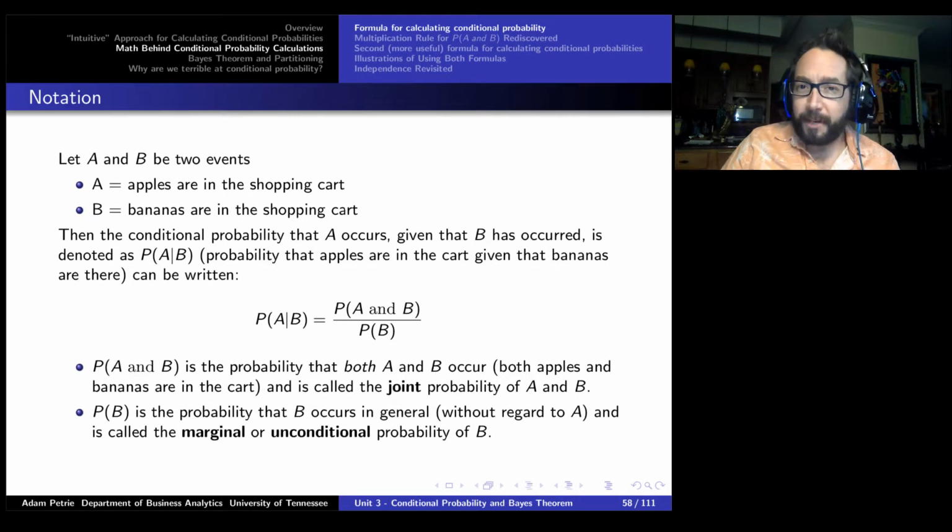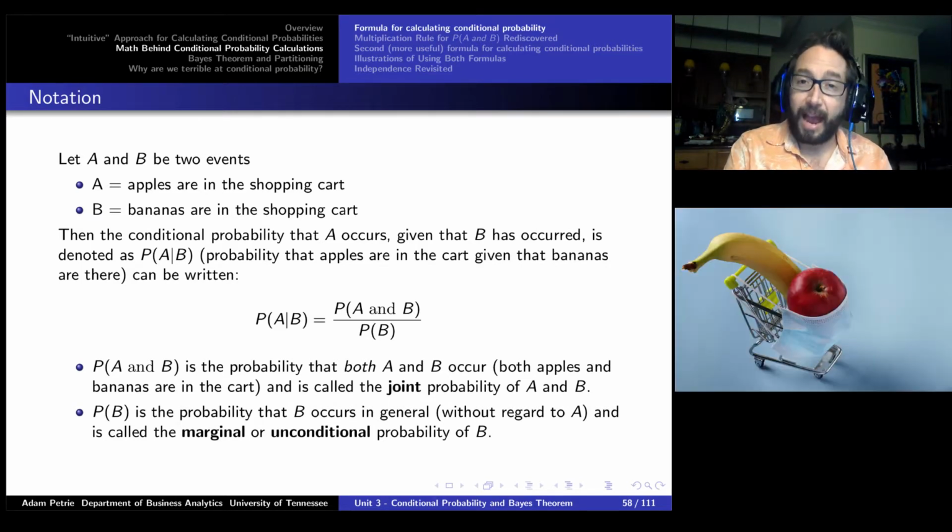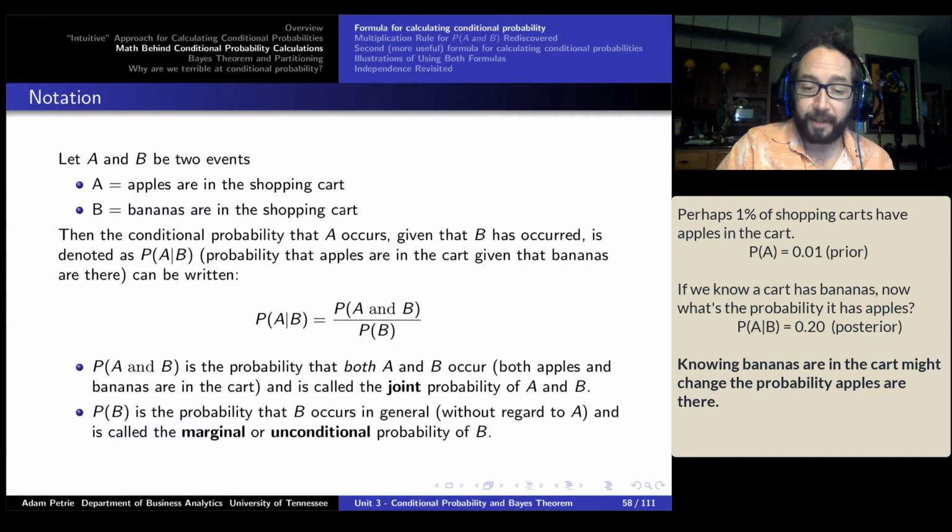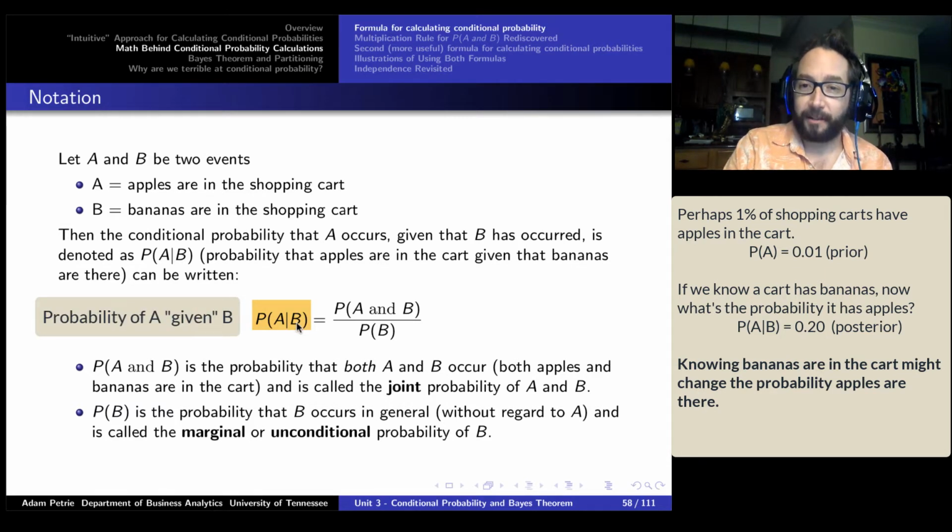So let's put a bit of a real-world context to this, and let's imagine shoppers over at Kroger or Food City. And let's consider the event A, where they have apples in their shopping cart, and event B, where they have bananas in their shopping cart. So we might be interested in studying how the appearance of these two items is related. Specifically, we might want to know, what is the probability that a shopper has apples in their cart given that they have bananas in their cart?